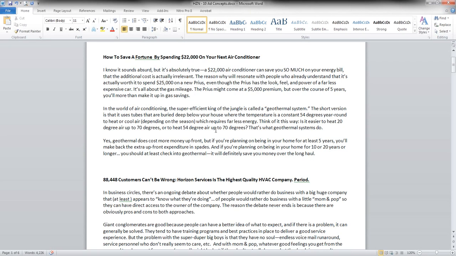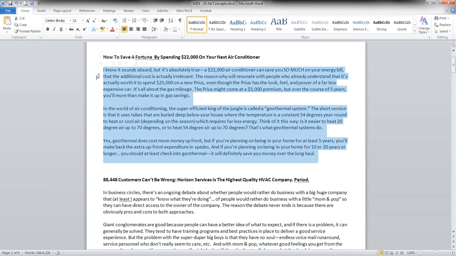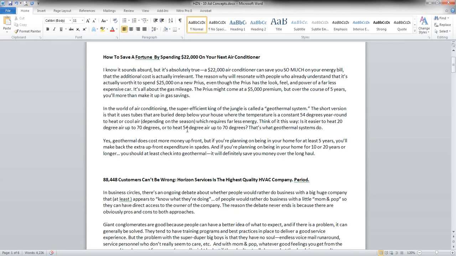Yes, geothermal does cost more up front, but if you're planning on being in your home for at least 5 years, you'll make back the extra upfront expenditure in spades. If you're planning to be in your home 10 or 20 years or longer, you should check into geothermal. It's definitely worth your money over the long haul. There's an article. Now, let's see how many words that article is. It's 248 words. 248 words, people. This is not taking you 13 hours to write. It's taking a little bit of time.